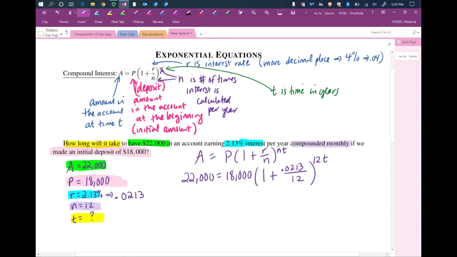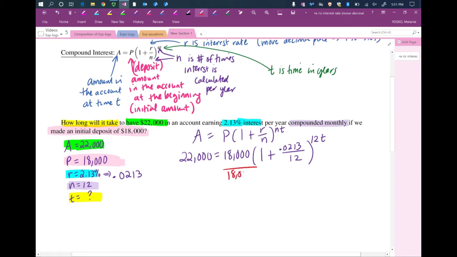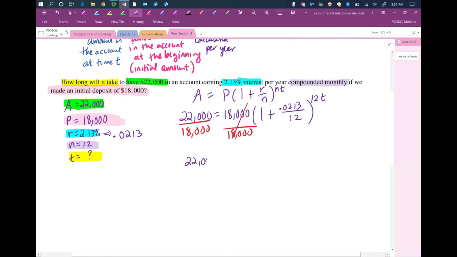Okay, so we want to get the variable T all by itself. So it's the power. So we're eventually going to have to do something with this. But the first thing we should do is try to isolate this whole term. So the first thing I'm going to do, I'm going to divide both sides by my 18,000. So that will cancel. Okay, let's scroll down just a bit. So I'm going to have 22,000 divided by 18,000 equals (1 plus 0.0213 over 12) to the 12 times T.